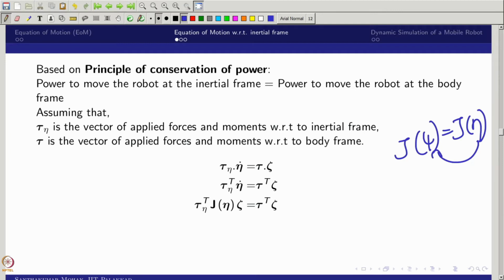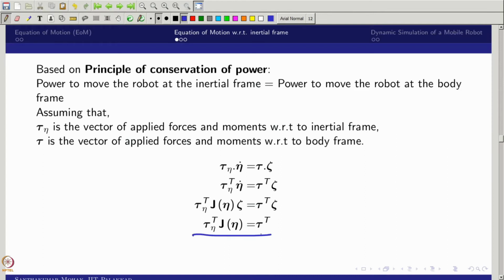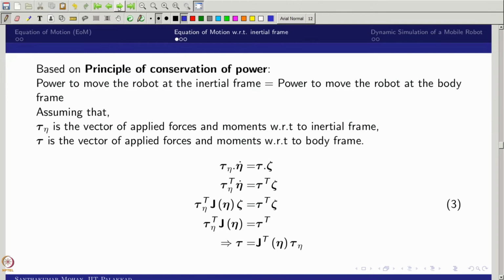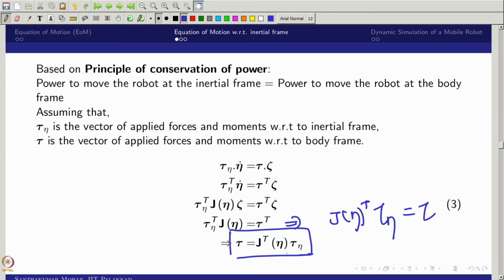Now I can rewrite this and take the transpose on both sides. What you get is the rewritten equation: J of eta transpose into tau_eta is equal to tau. So now you can see this relation also you got.